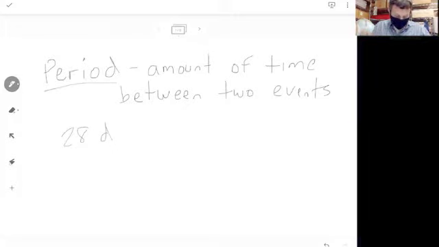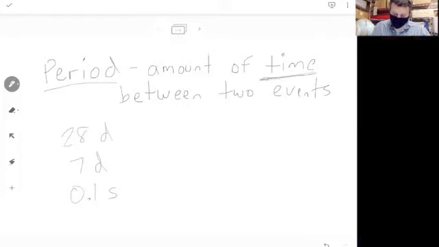Days of the week, Sunday comes every 7 days. That would be the period. Let's say I have a fan spinning and spinning, and I measure how much time it takes for it to make a complete loop. Maybe that is a tenth of a second, probably less than that. But the period measures the amount of time between events. So period is always going to be units of time.